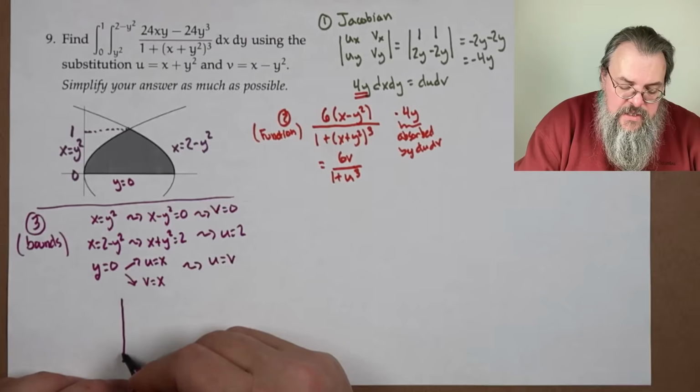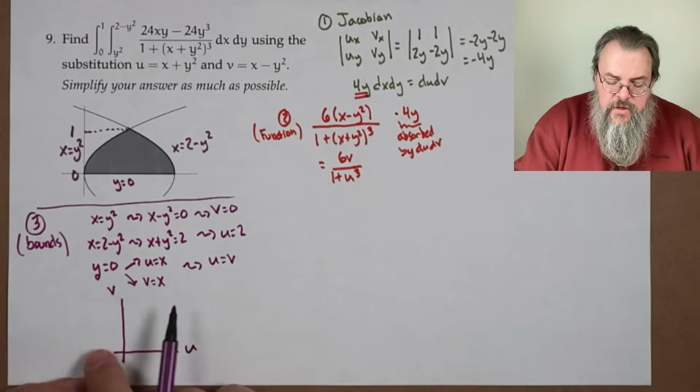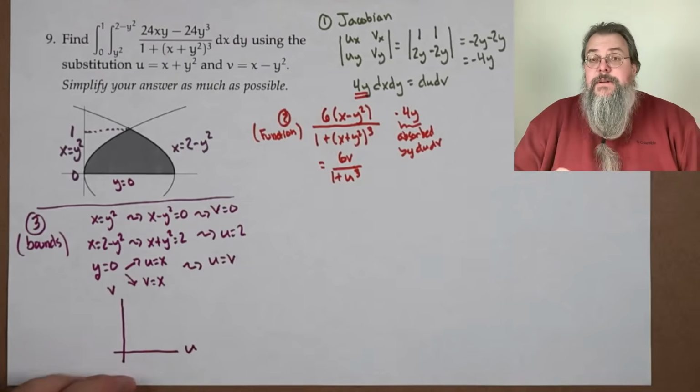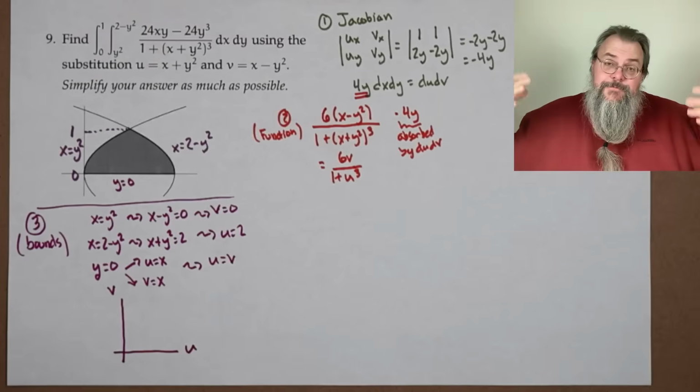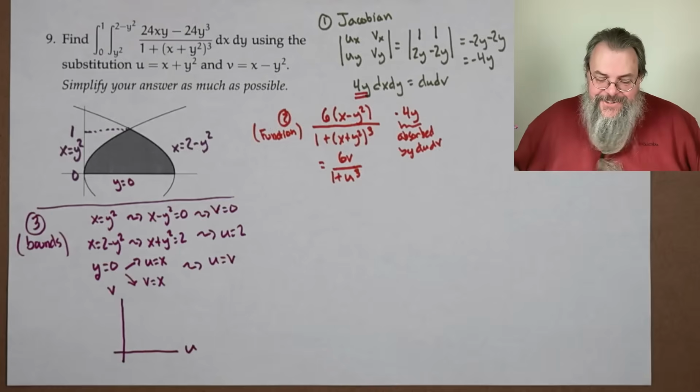So let's sketch our region. I like to put U on the horizontal axis and V on the vertical for no other reason than U comes earlier in the alphabet. That's literally the only reason I do that. There's nothing sacred about that.